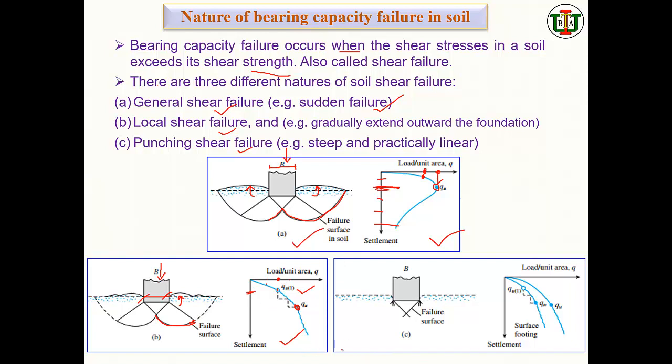And come to this portion. Here you can see the failure surface for punching shear failure is not wide. If you consider the foundation width B, the failure surface is inside that width, right? This punching shear failure mostly occurs for loose sand. In that case, you can see the settlement showing this, gradually.